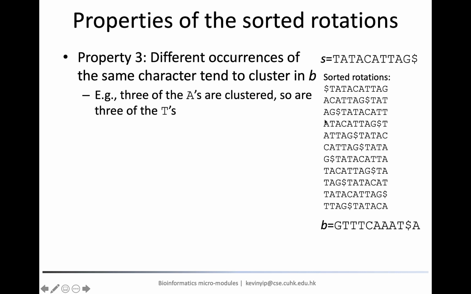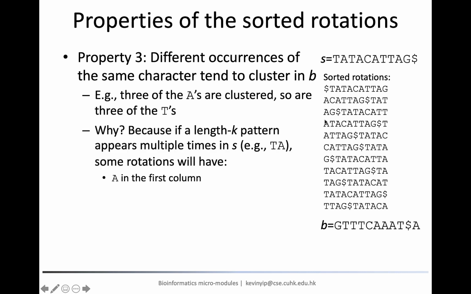To see why, we should notice that there are some subsequences that repeatedly appear multiple times in S. For example, the subsequence TA appears 3 times in S, at positions 1, 3, and 8, respectively. Let's consider the A and the T in this pattern separately. When the rotations are sorted, those starting with A must be next to each other. Among the 4 rotations starting with A, 3 of them are due to this TA pattern.